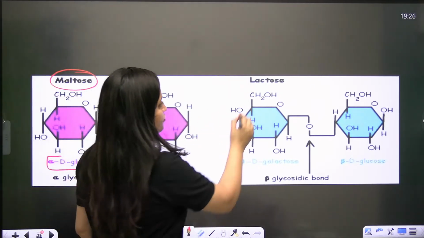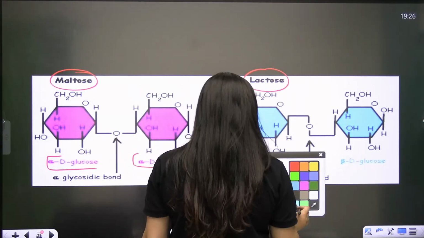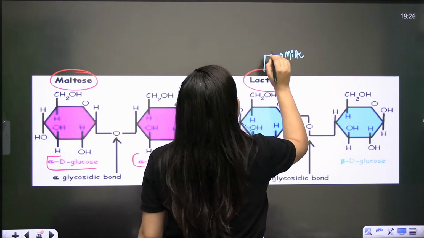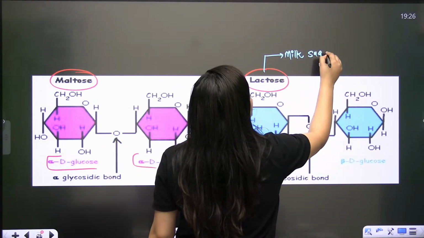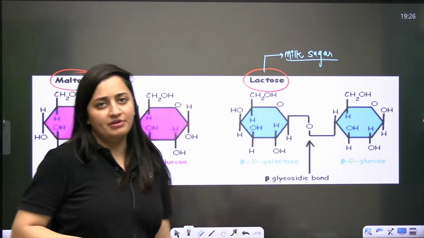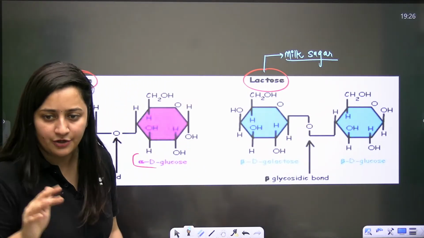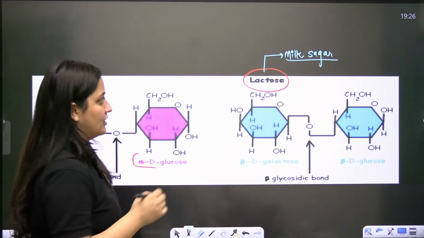Now this is the lactose. But lactose is the milk sugar. Even it is important, and it is given in your human physiology. So lactose is your milk sugar. What is it? It is milk sugar. So definitely it is absent in your plants. Isn't it? It is absent in your plant. It is the milk sugar, lactose.